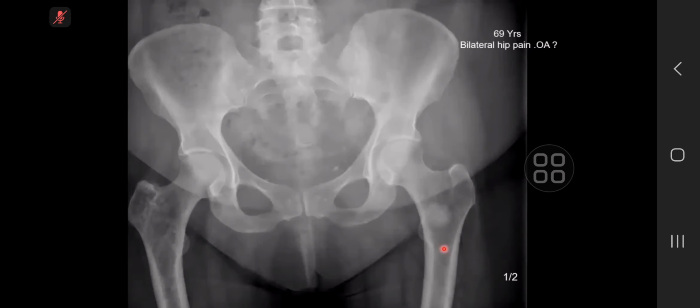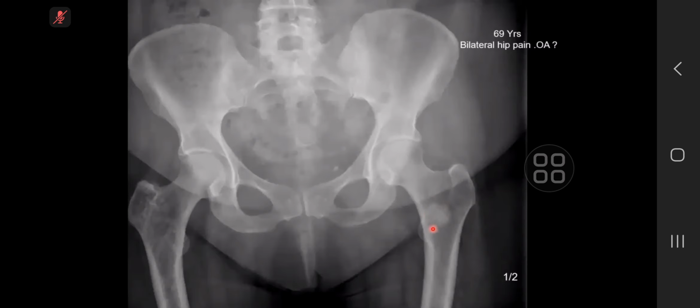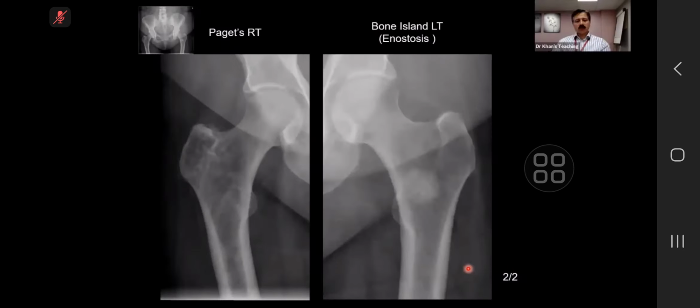So it looks like there's a lucency around. So we are talking about this margin, how is this margin? Anything comes to your mind? No. Okay, I'll take over. Now, if you see here, first of all, on the right side is an incidental finding.